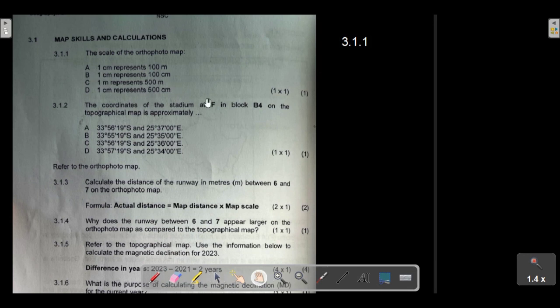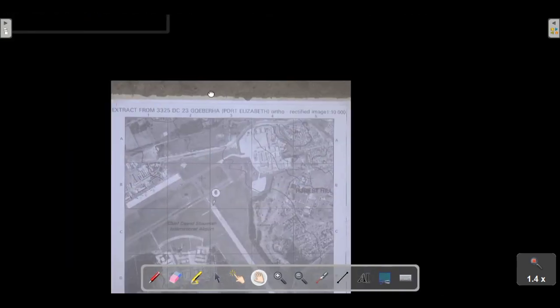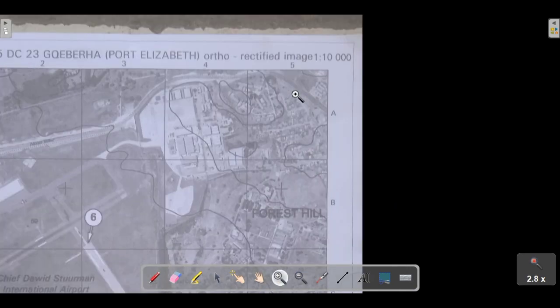This question is basically asking us, what does the scale of the orthophoto map represent? What is it saying to us? Remember on the orthophoto map, its scale is 1:10,000. We usually interpret this as 1 centimeter represents 10,000 centimeters. So this is what we interpret it as.